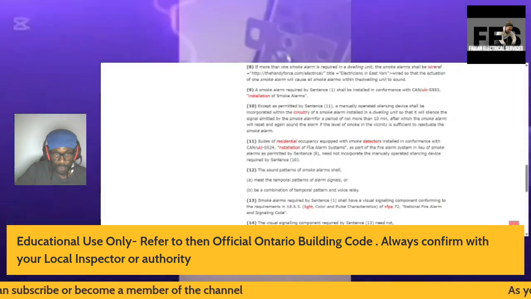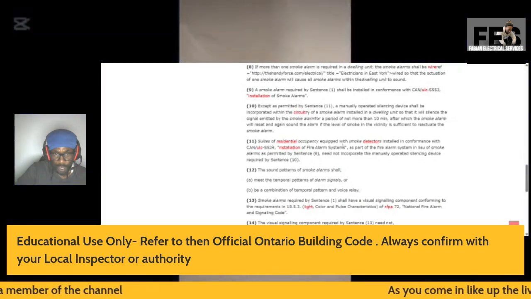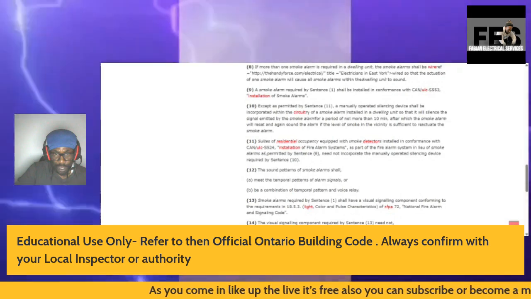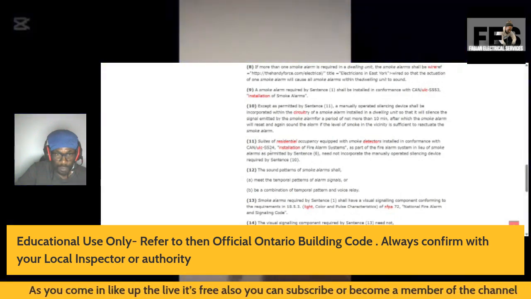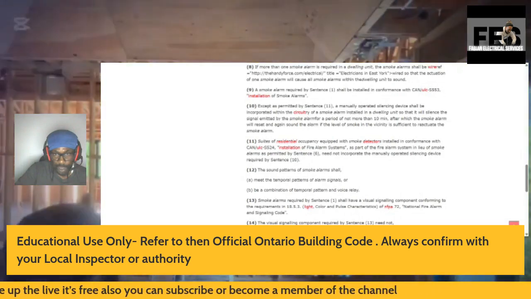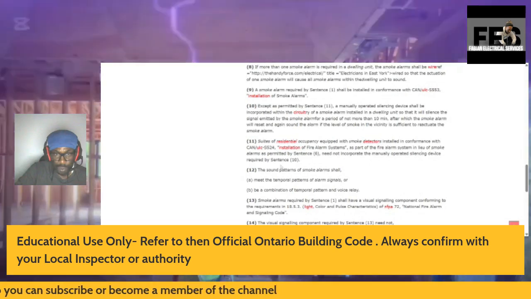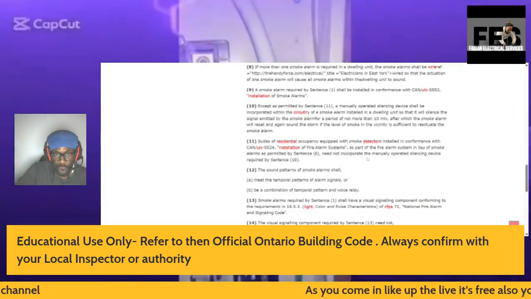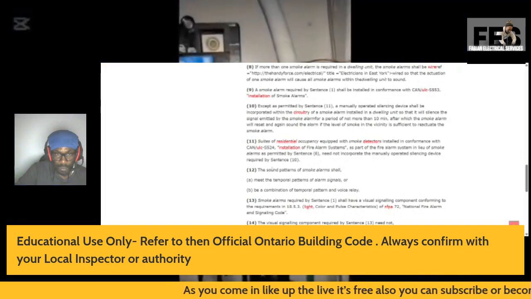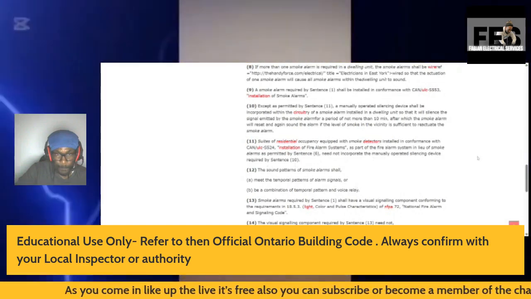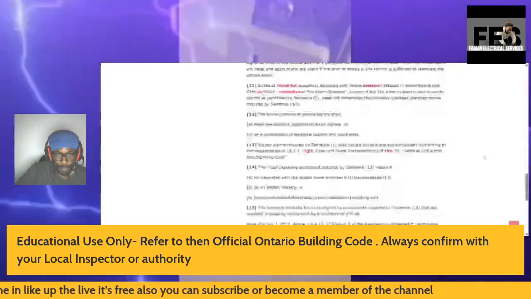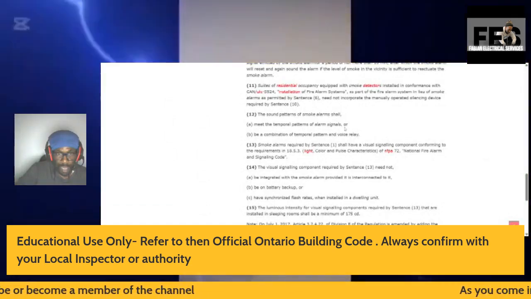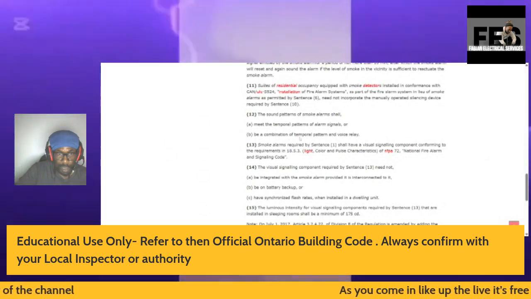Suites of residential occupancy equipped with smoke detectors shall conform to S524, installation of fire alarm systems, as part of the fire alarm system. In lieu of smoke alarms as permitted by sentence 6, they need not incorporate the manual silencing device. The sound patterns of the smoke alarm shall meet the temporal patterns of a smoke alarm signal or be a combination.